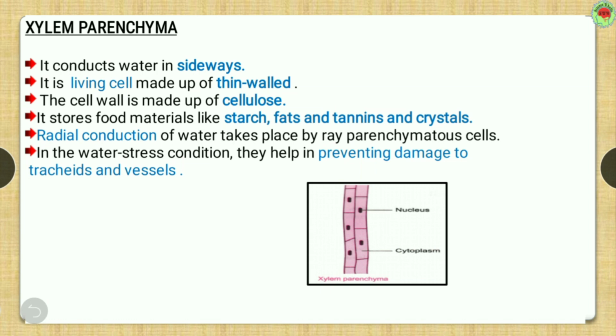Radial conduction of water takes place by ray parenchymatous cells. In water stress conditions, they help in preventing damage to the tracheids and vessels. So this is the function of xylem parenchyma. Now here you can see in the picture, xylem parenchyma has a prominent nucleus with cytoplasm and a thin-walled cellulose wall. So this is xylem parenchyma.